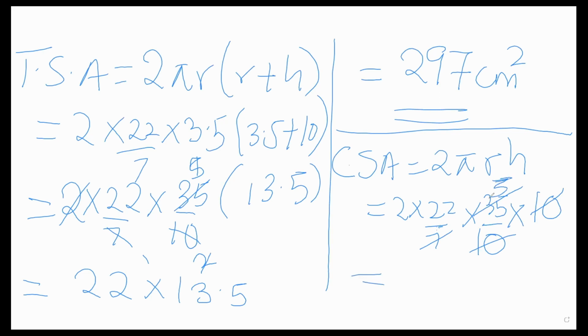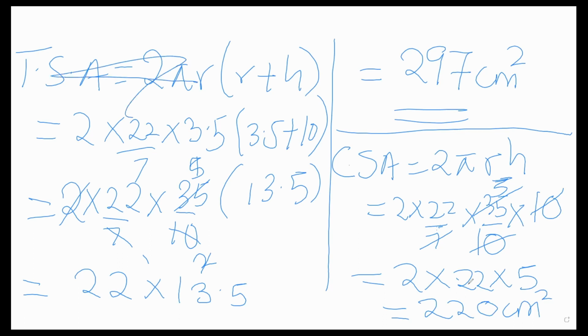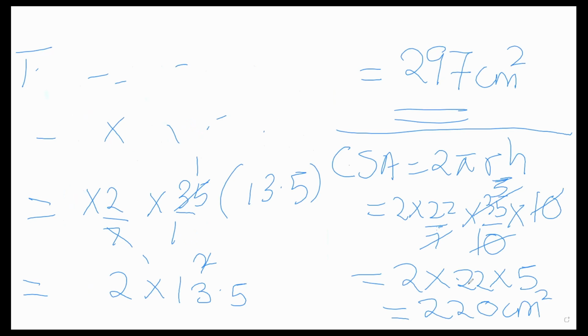At the end of the day, we are going to be having 22 multiplied by 2 multiplied by 5, which is going to be 220 centimeter square. So we have the curved surface area to be 220 centimeter square, and we have the total surface area to be equal to 297 centimeter square, and that is that for that. So we are going to question 3.